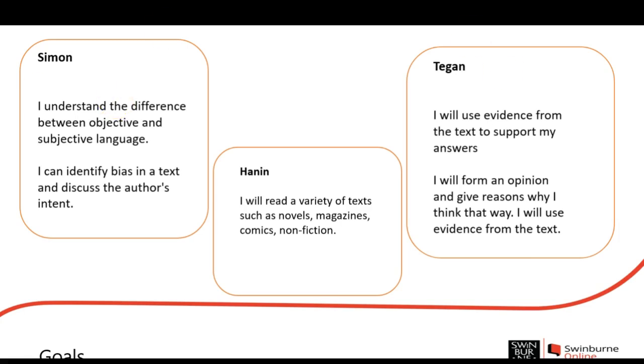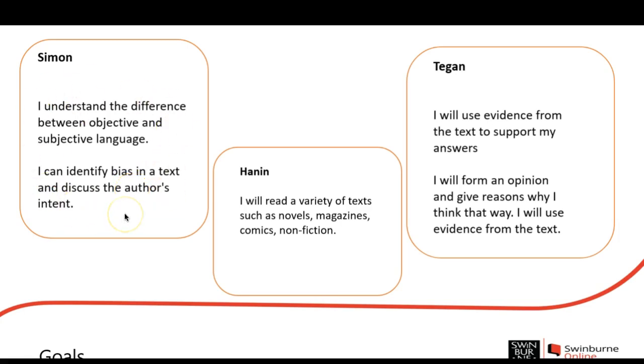With Simon, I use the curriculum. That's another tip that I'm going to give to you, is that you use the curriculum. I'm going to show you a little bit in a second of where you can get these things from, but we want Simon to be able to use a lot of those really higher order thinking skills now, that he can comprehend, he can read really well, he can justify ideas. He needs to move beyond that now, and he can understand the difference between objective and subjective language, and he can identify bias in the text and discuss the author's intent.